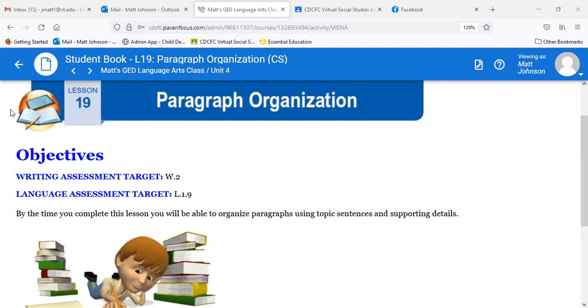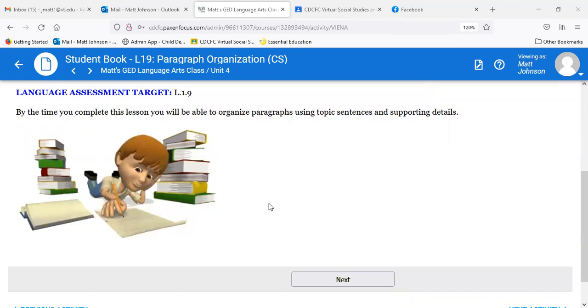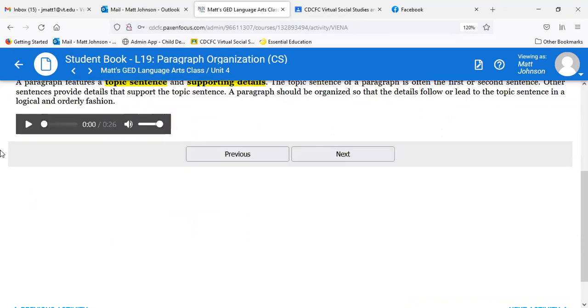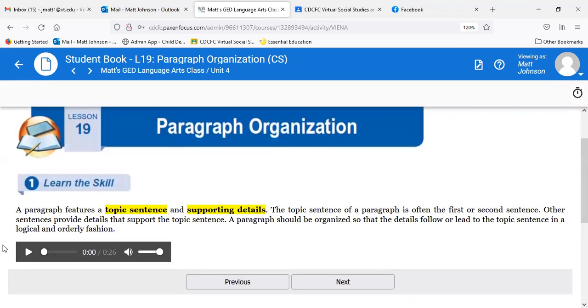and supporting details. So, your individual paragraphs work much like your longer writing, where you break that up into significant units, even just like you do with a sentence. But in this case, you're going to organize them by a topic sentence and supporting details. So listen to our audio.